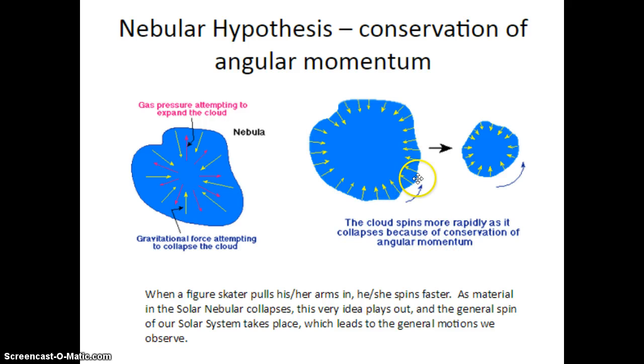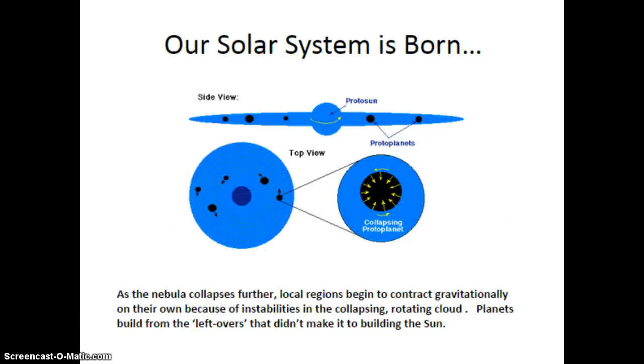And in class we do a lab where we have a student sitting on a stool and they have weights in their arms, and we spin them, and then as they pull the mass inward toward the central rotational axis, they rotate much faster. And this is called the figure skater analogy, that when a figure skater pulls his or her arms in, he or she spins faster. As material in the solar nebula collapsed, this very idea plays out, and the general spin of our solar system takes place. And this leads to the general motions we observe, and that would be the counterclockwise motion.